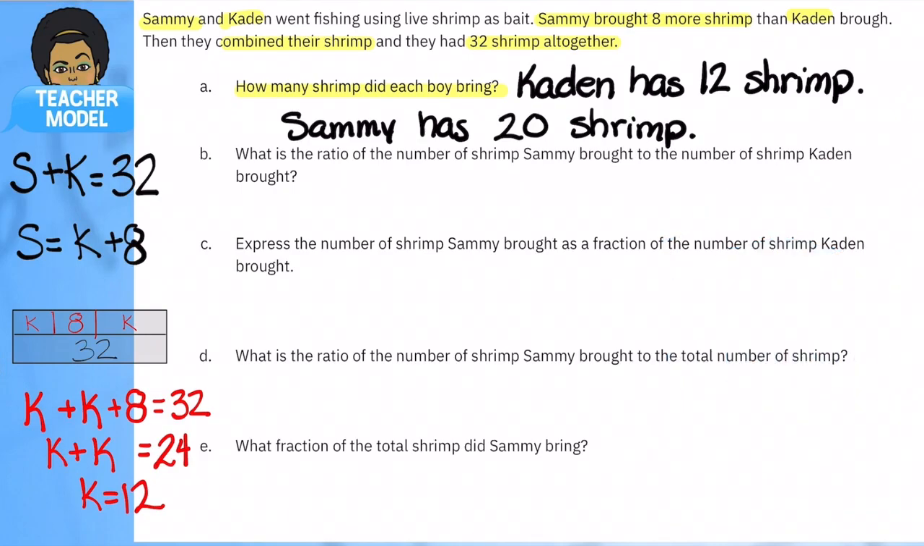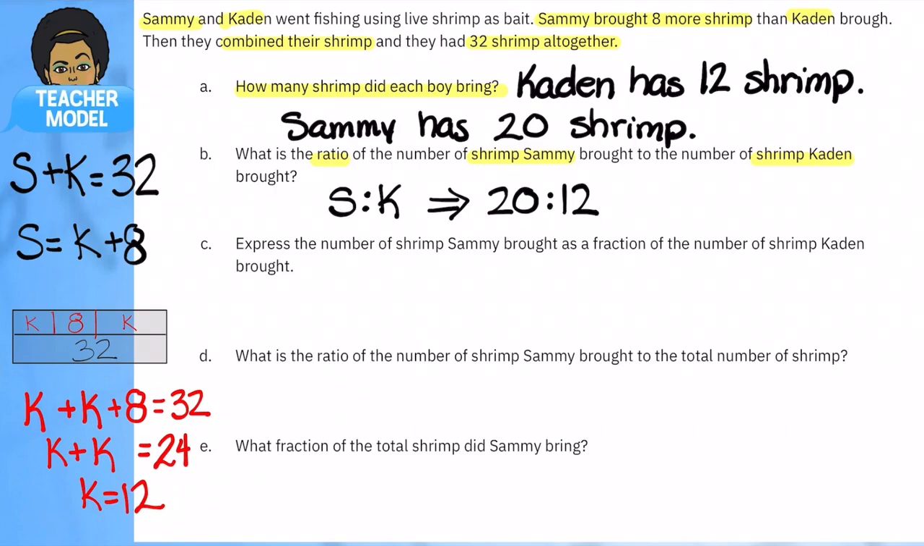So let's jump into the other ones now. Now we're just going to represent the ratios. In this first part, what is the ratio of Sammy shrimp to Caden shrimp? So all I'm going to do, I want Sammy to Caden. Okay, Sammy has 20. Caden has 12. That's it. Let's go to the next one.